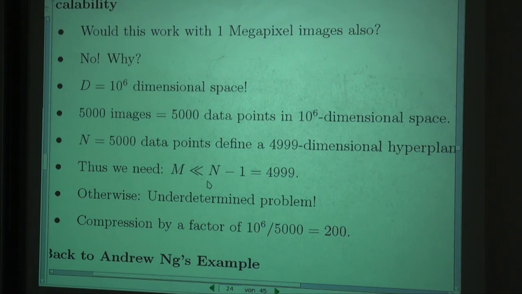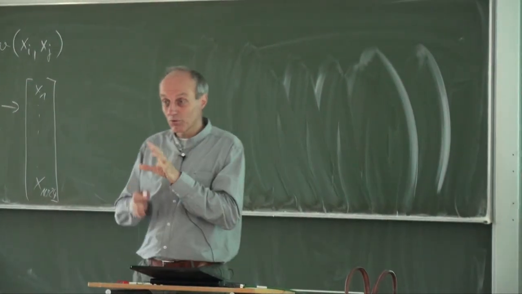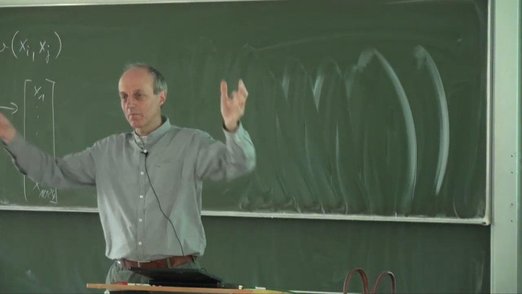And let's consider having 5,000 data points. 5,000 data points in a higher dimensional space would define a 4,999 dimensional hyperplane. Why? Maybe we should make this clear on a lower dimensional example. Let's take three dimensions. Our three dimensional space here.